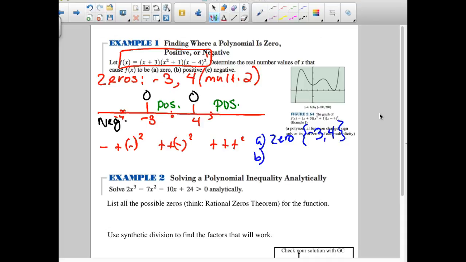For part B, where is my function positive, meaning strictly above the x-axis? So everything from here, -3, is it forever? What happens at 4? I hit 0 at 4, right? I don't want 0, I just want to be positive. So I have to take 0 out of that. So I have the interval from -3 to 4. And then I'm going to jump over the 4 and then go to infinity. Okay?